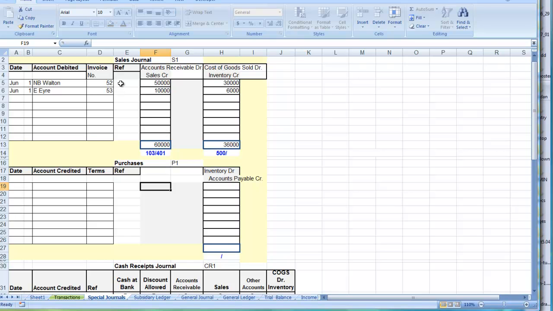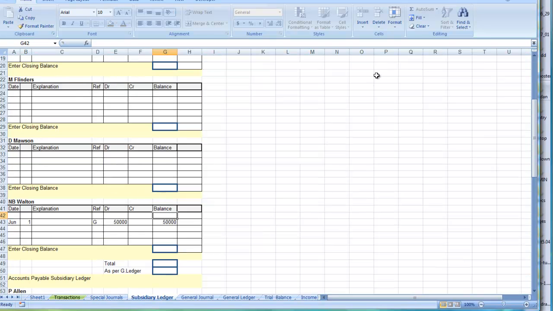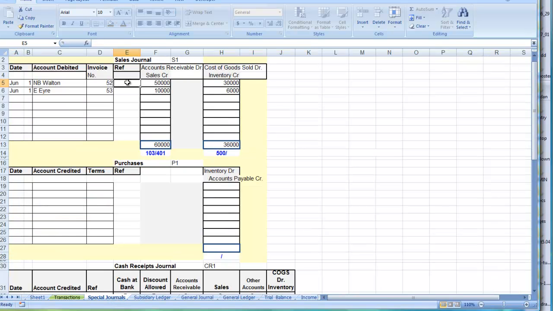Now we'd still need to put these items in the subsidiary ledger, so I'd go to the subsidiary ledger, down to NB Walton, and this bit would be the same, June 1, this will be S1 now, debit 50,000, balance 50,000, and I would come back to the special journal and put a T. And then ER would do the same thing and would come back here after that's posted and put in T. So remember, a T substitutes for a tick, and here it tells us that we've posted the items to the subsidiary ledger.